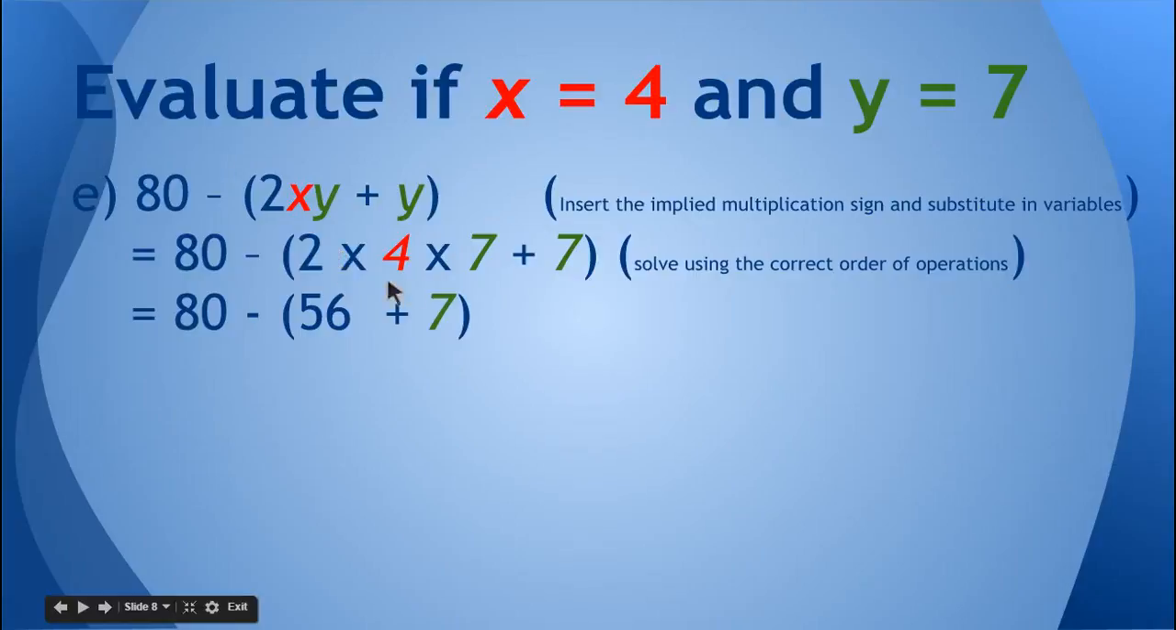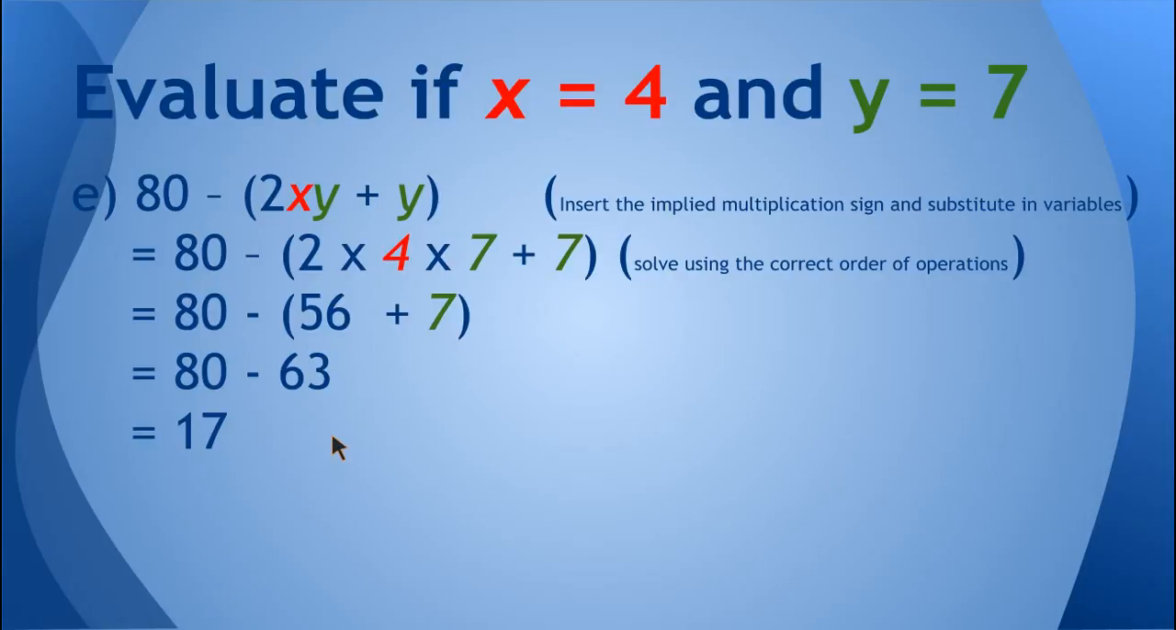So we start with the multiplication. 2 times 4 times 7 is 56. Then we do the brackets. 56 plus 7 is 63. And then we finally solve the expression. So that's it for evaluating expressions in algebra.